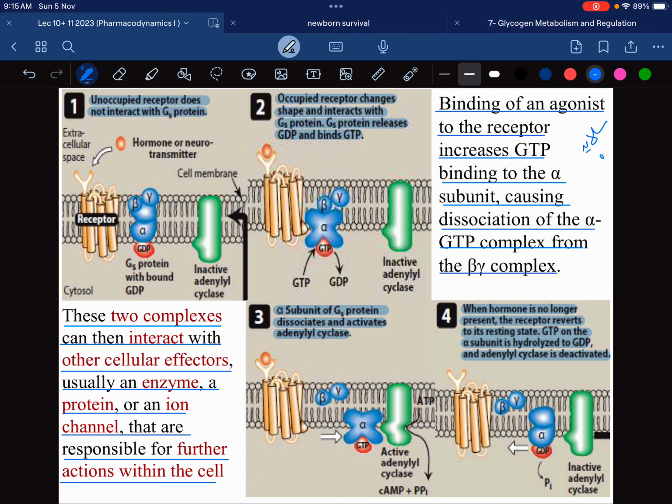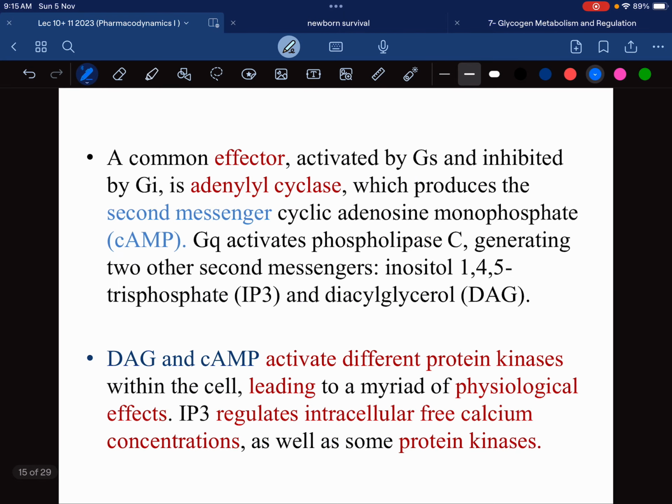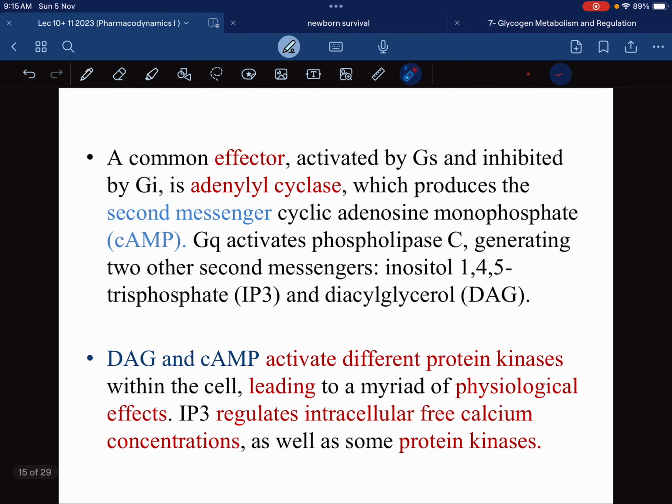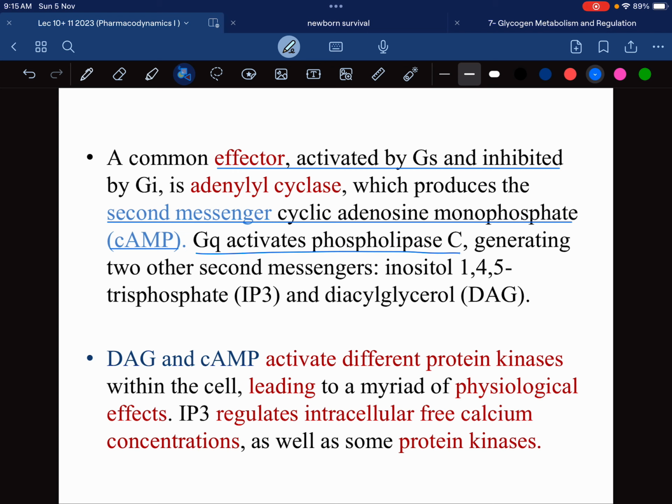A common effector: the Gs type produces adenylyl cyclase activation, and when we activate adenylyl cyclase, it will produce cyclic AMP, one type of second messenger. Other effectors or second messengers are activated by Gs and Gi, through adenylyl cyclase, which produces the second messenger cyclic adenosine monophosphate, cyclic AMP. Gq activates phospholipase C, generating two other second messengers, IP3 and DAG. These three types, cyclic AMP, IP3, and DAG, are types of second messenger.